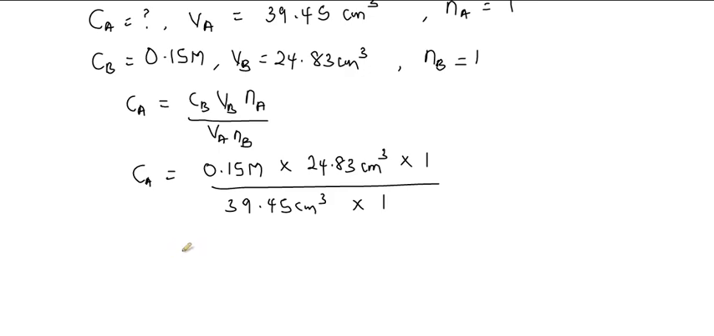So we have 3.725 molar divided by 39.45, which is equal to 0.094 molar.